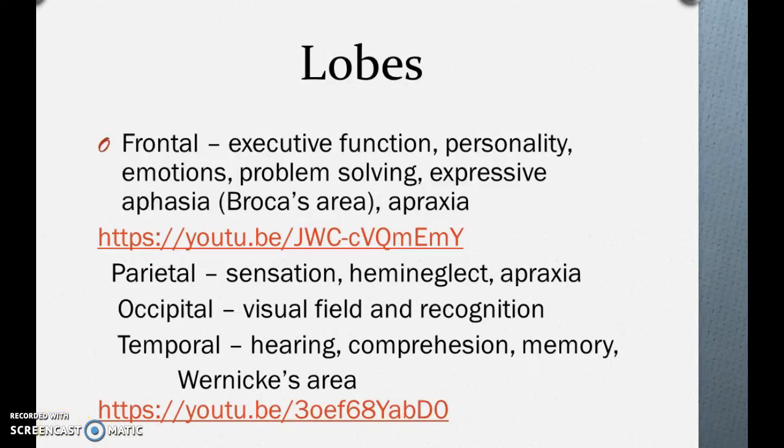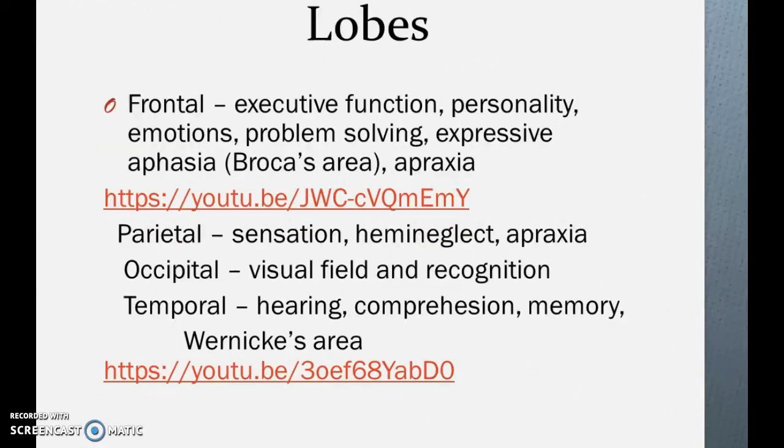The occipital lobe, which you should all be familiar with, is dealing with a person's visual field and recognition. So if there's some type of damage to the occipital lobe, a person can have a blind spot or not be able to recognize things visually. The temporal lobe, which is on the side of the cerebellum, deals with the hearing, comprehension of language, memory. It's also the location of Wernicke's area. If there's damage to Wernicke's area, a person can present with receptive aphasia. And again, I attached a link of an example of this.